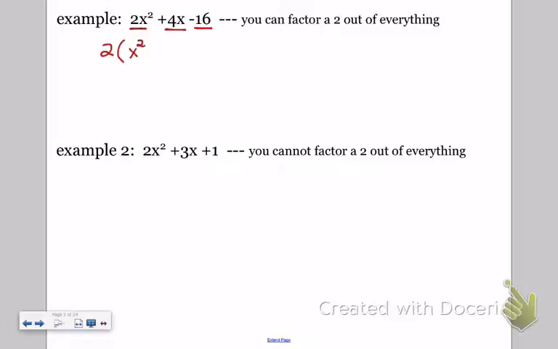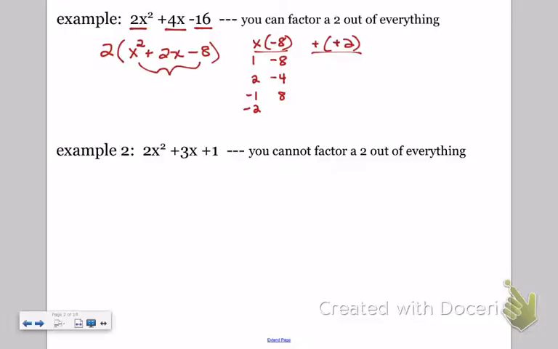When we factor it out, 2 times x squared is 2x squared. 2 times 2x is 4x, and 2 times negative 8 is negative 16. So when we factor out that 2, we can actually see that this trinomial can be factored just like how we've done it before, where we look for things that multiply to negative 8, but add to positive 2. So factors of negative 8 are 1 and 8, 2 and 4, but one of those has to be negative, so we'll do that. We'll add negative 1 and 8, and negative 2 and positive 4.